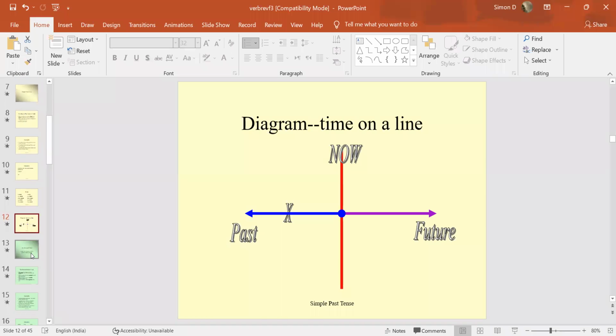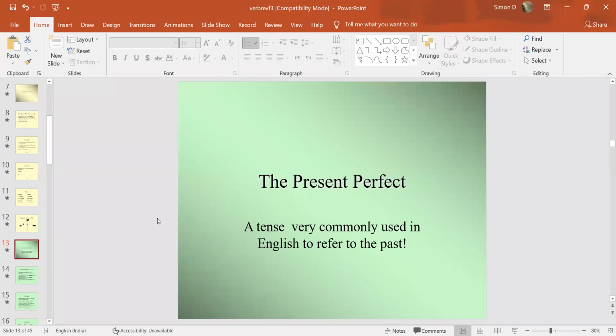Let us move on to present perfect. Present perfect is very commonly used in English to refer to the past, to something which has happened in the past.